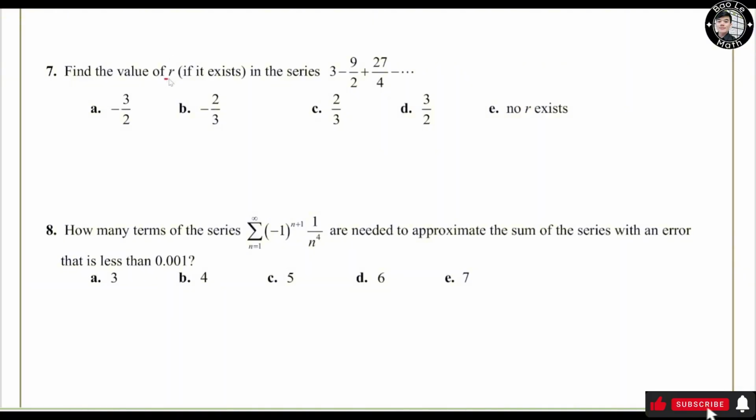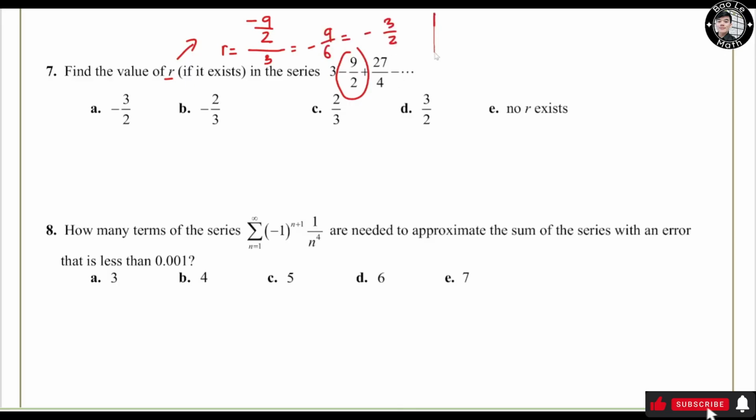Now let's move on to question 7. Find the common ratio if it exists in the series. This is a geometric series. In order to find the common ratio, you just take the next term divided by the previous term. So the next term right here, -9 over 2, divided by 3, gives -9 over 6, which is -3 over 2.